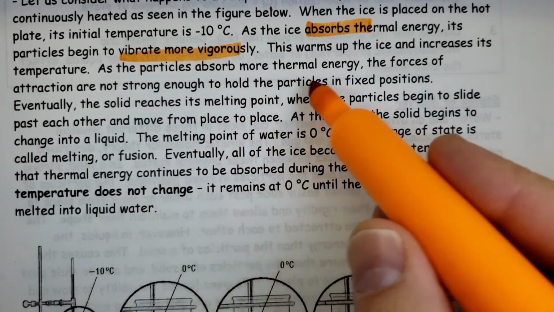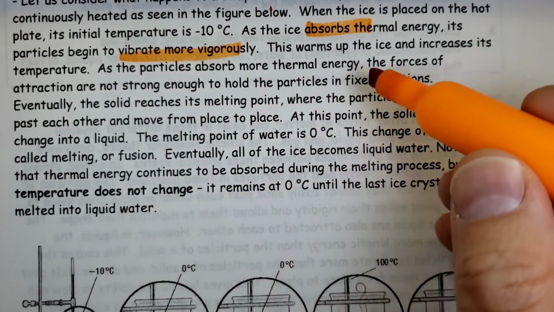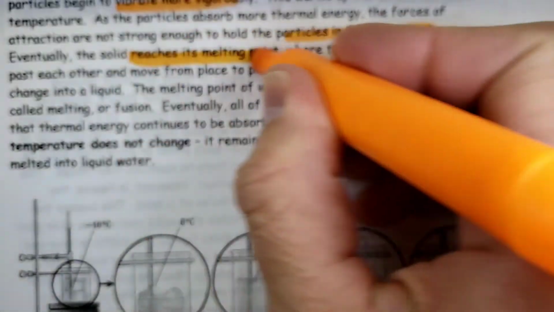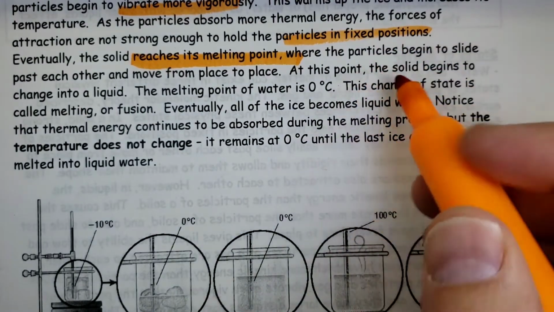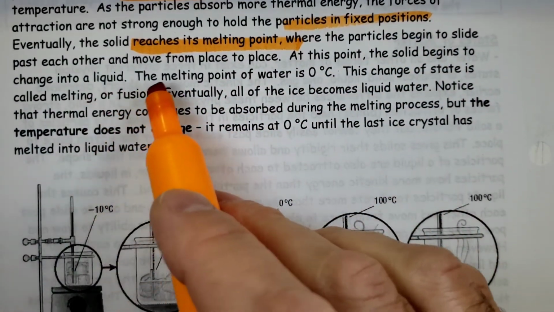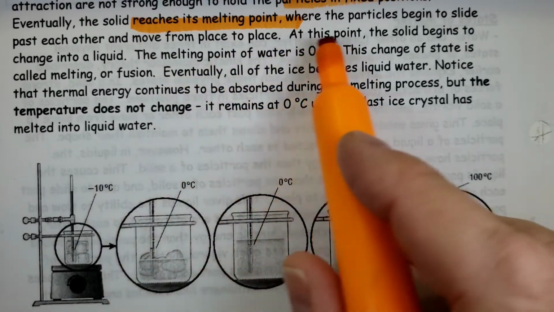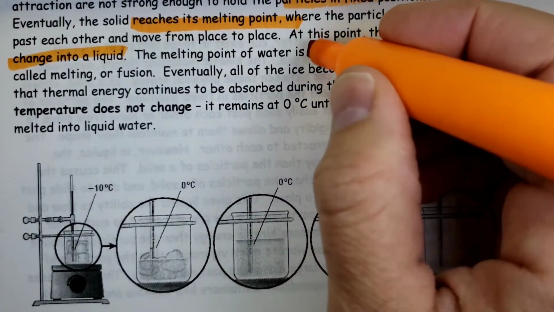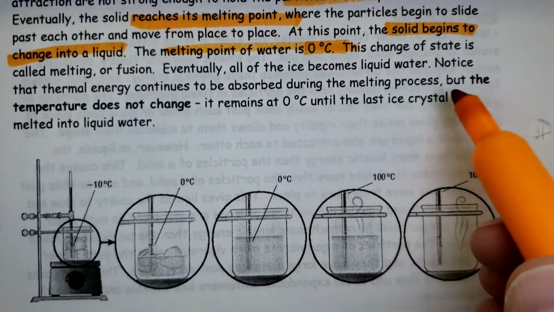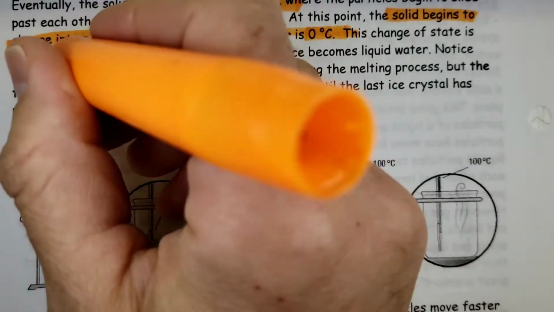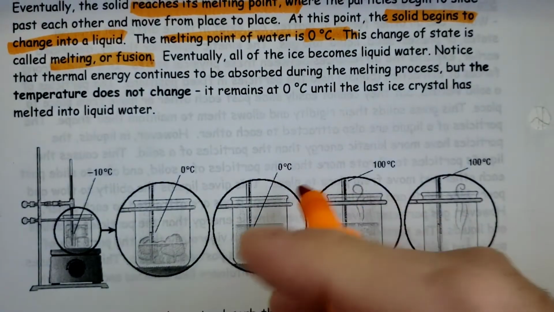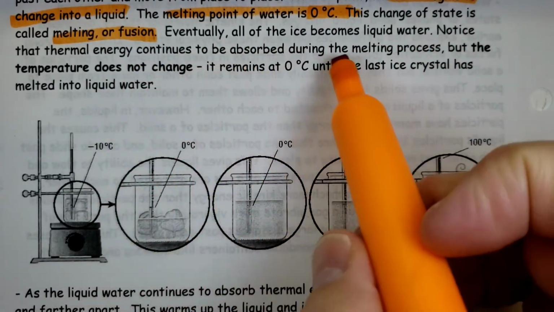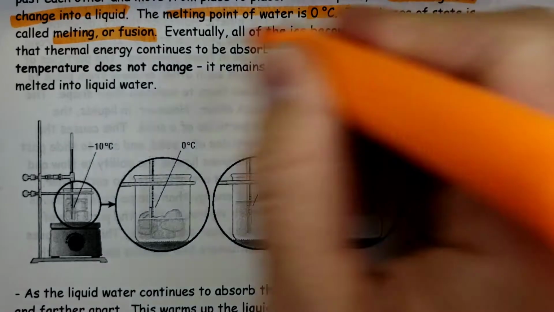As the particles absorb more thermal energy, the forces of attraction are not strong enough to hold them in fixed positions. Eventually, the solid reaches the melting point, where the particles begin to move past each other and move from place to place. At this point, the solid begins to change to a liquid. The melting point of water is 0 degrees C. The change of state is called melting, or sometimes we refer to that as fusion. Eventually, all the ice becomes liquid water. Notice that thermal energy continues to be absorbed during the melting process, but the temperature does not change.